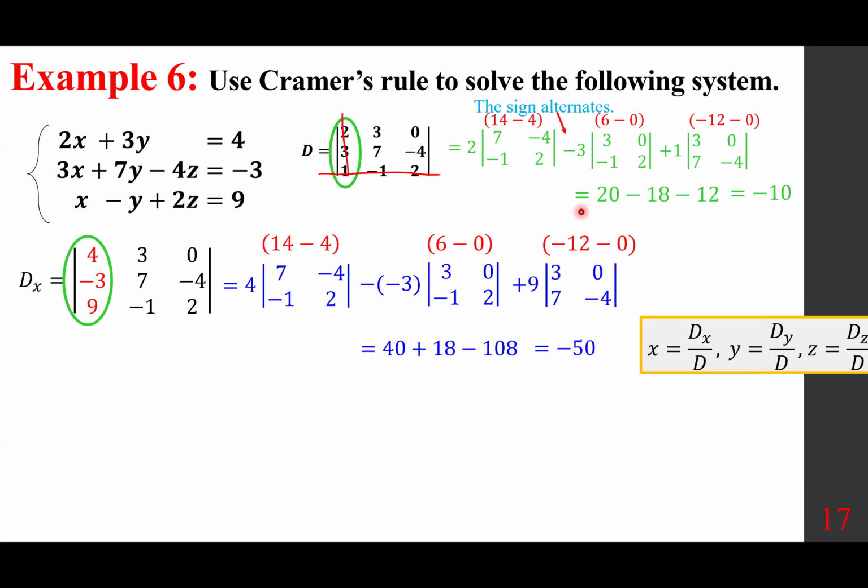And for d sub y, we go back to this. Let me erase my board. And we are going to replace this one with this, okay? 4 minus 3, 9. And now we're going to expand it.